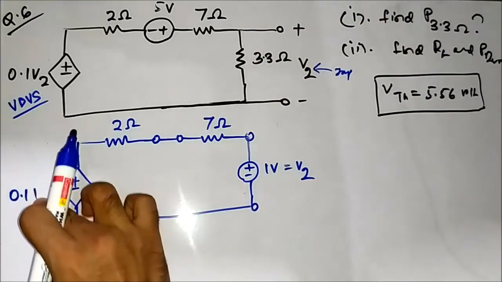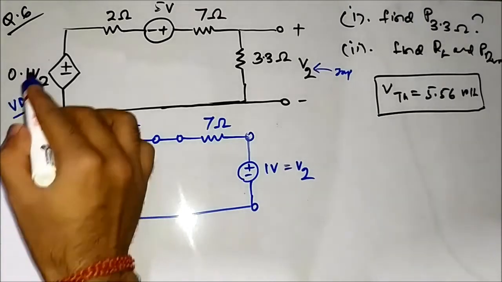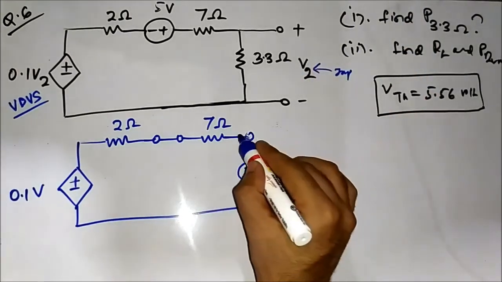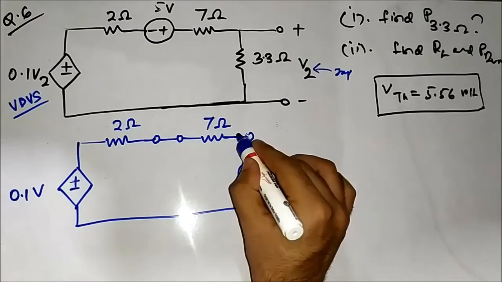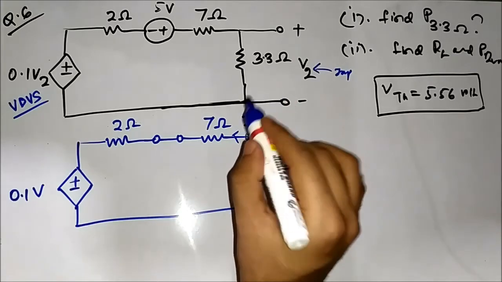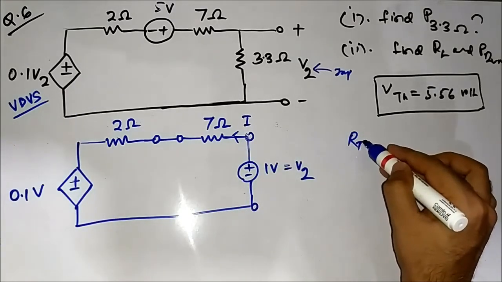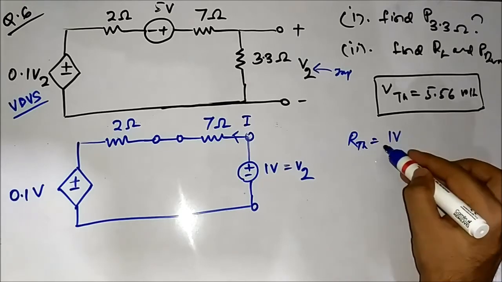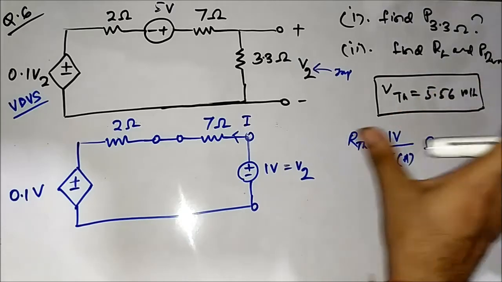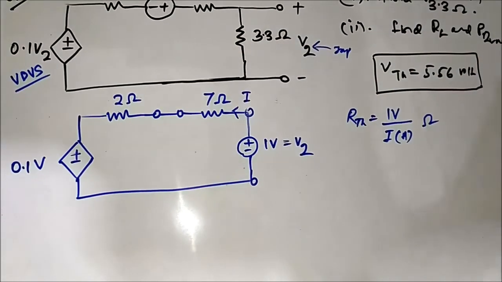So here it will be simply 0.1 volt. V2 is equal to 1 volt. So now let us say the current flowing from this 1 volt voltage is I. We have to find this value of I. That is our objective, because when we find I, RTH will be given by 1 volt by I ampere, this much ohm. We have already done things like that, so now our objective is to find I.